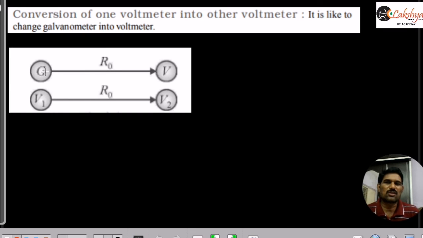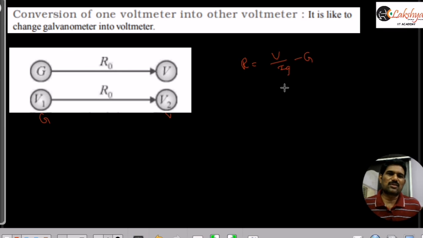And again, if you want to convert one voltmeter into another voltmeter, like our previous ammeter into another ammeter, we need to take the initial one as a galvanometer, and this is the voltmeter we need to consider. From this, our required resistance is V by Ig minus G. Here V is the range of this voltmeter, Ig is the maximum current that can be measured by this voltmeter, and G is the internal resistance of that voltmeter.